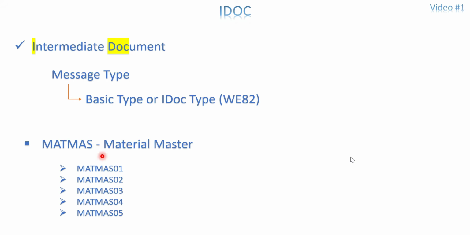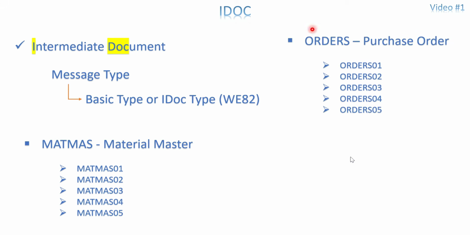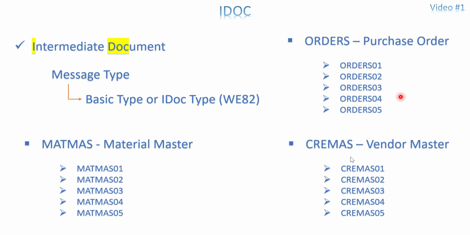So my message type is MATMAS, and these are the basic types, MATMAS01 to 05. And this is ORDERS. ORDERS is used for purchase order, so the message type for purchase order is ORDERS. All the basic types are 01 to 05, different versions, so nothing big different. Maybe the fields are quite different, depending on the business and the SAP design. This is the vendor master, CREMAS, and these are the basic types of this particular vendor master message type. So now you have a very clear idea about what is message type and what is basic type.